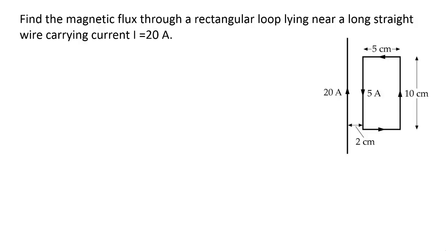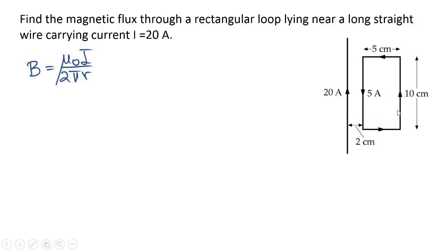Find the magnetic flux through a rectangular loop lying near a long straight wire carrying current I equal 20 amps. The current through the wire will create a magnetic field B that can be calculated as μ0 constant multiplied by the current divided by 2 pi r, where r represents the distance from the current carrying wire to wherever you calculate the magnetic field. As you can see, this distance, when you want to calculate the magnetic field at different positions with respect to the wire, is something that changes.